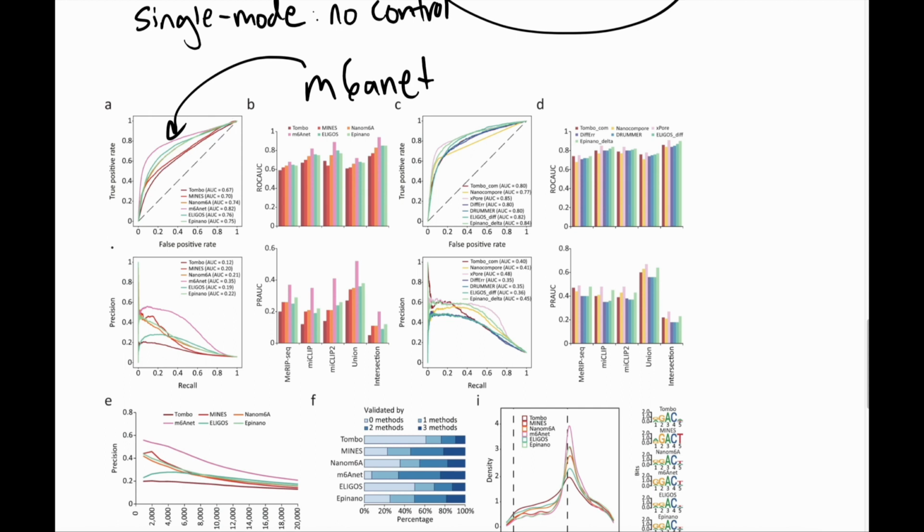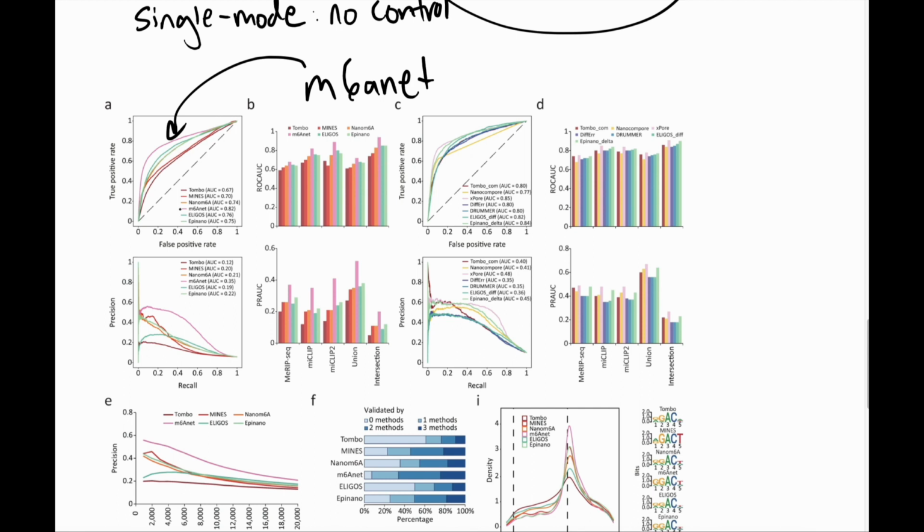The ranking between these different tools for precision remained consistent for the different validation sets. So in essence, whether you utilize the me-RIP-seq as your ground truth, the m6a ref-seq, the mi-clip, or the mi-clip2, the ranking remained the same across the different tools, and m6a net stayed on top.